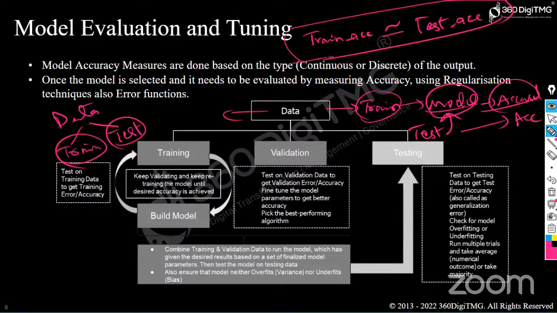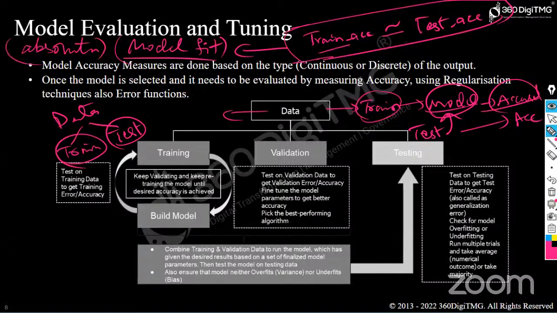Then you can confirm that the model is fit. It is absolutely perfect when the train accuracy is almost equal to the test accuracy. When there is a difference, you can say that there exist outliers, because of which the training accuracy or the testing accuracy is going wrong.